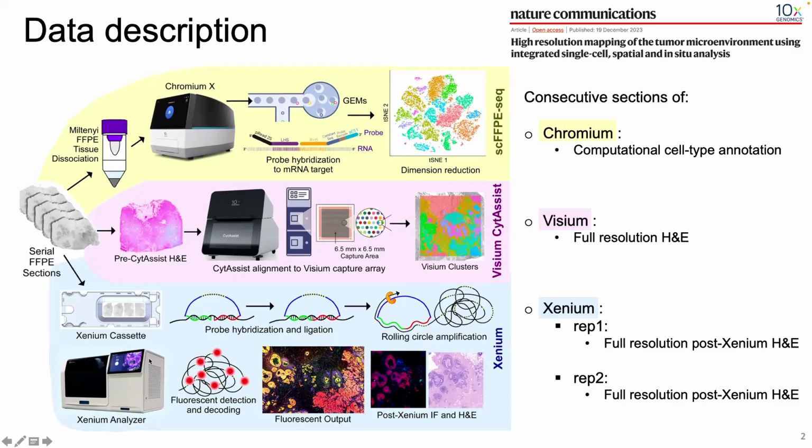So here there are consecutive sections, as I said. I think previously you have heard that Visium is at the spot level and Xenium is at the cell level, but it's not full transcriptome.